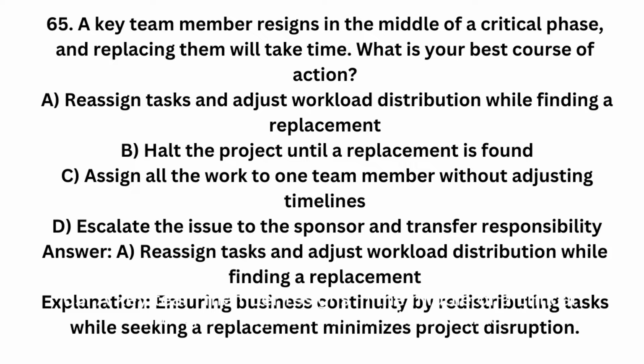65. A key team member resigns in the middle of a critical phase, and replacing them will take time. What is your best course of action? A. Reassign tasks and adjust workload distribution while finding a replacement. B. Halt the project until a replacement is found. C. Assign all the work to one team member without adjusting timelines. D. Escalate the issue to the sponsor and transfer responsibility.